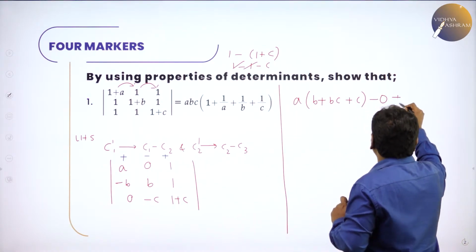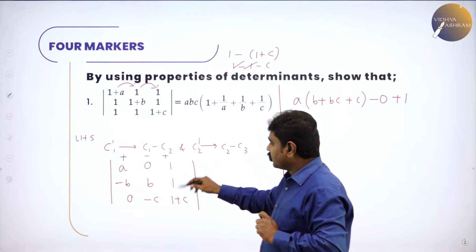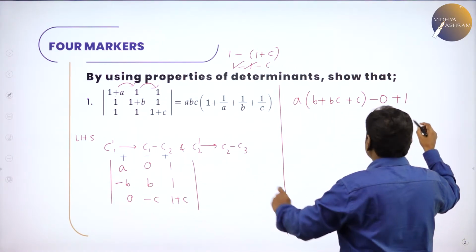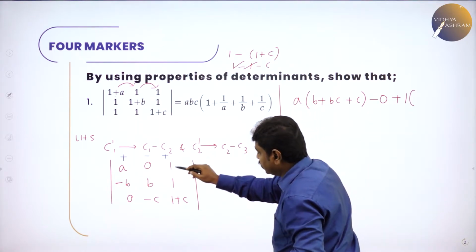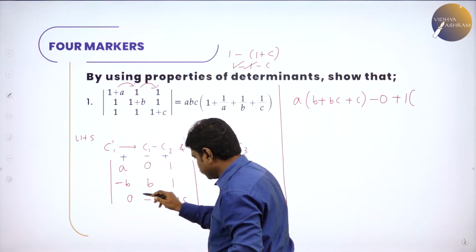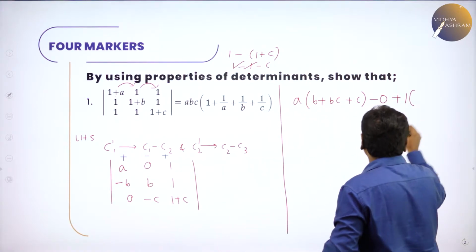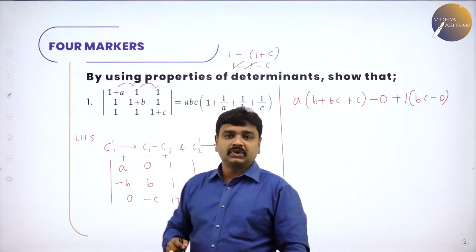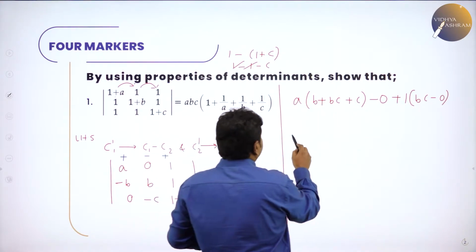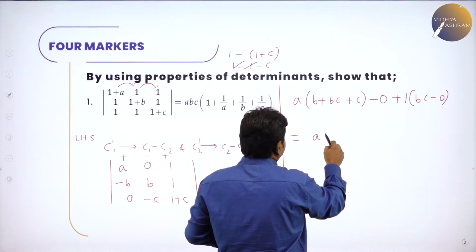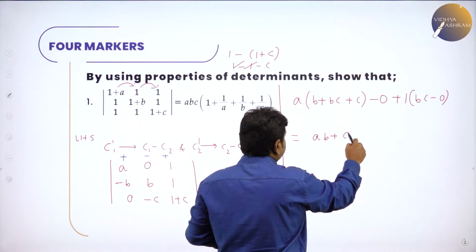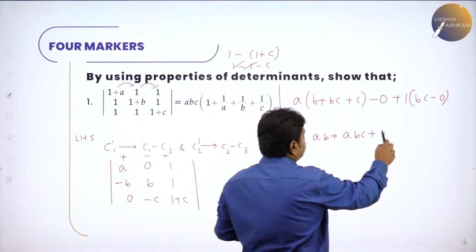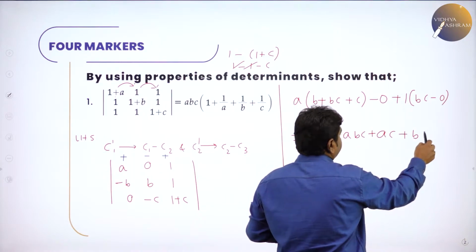So plus 1 into, delete the column and row where 1 is. So multiply minus b into minus c, minus into minus becomes plus, it will become plus bc. So delete the row and column where it is, then minus into minus becomes plus, b into c is bc, minus 0 because 0 into b. So now simplify this. A into b ab plus a into bc abc plus a into c ac plus b into c bc.